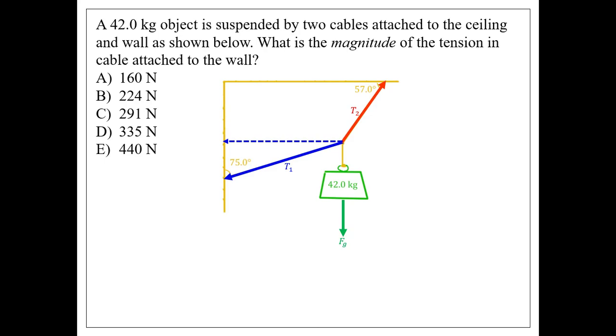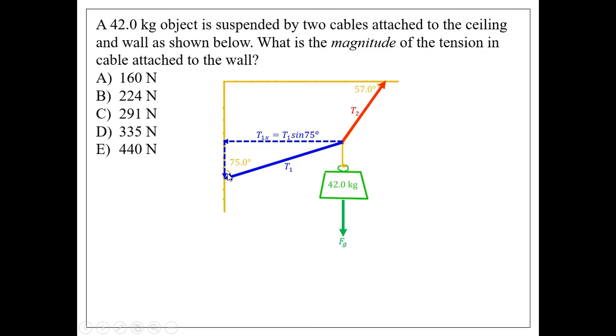Here, T1 is a diagonal, so it has to have a Tx. Tx in this case would be T1 sine of 75. Once again, it's important that you pay attention to where the angle is placed. In this diagram, the 75 degree angle is touching the vertical axis, so opposite of that would be sine. Make sure you do your sine and cosine correctly. Don't just memorize stuff. Here, T1x is T1 sine of 75 because this component is opposite of the angle given in the diagram.